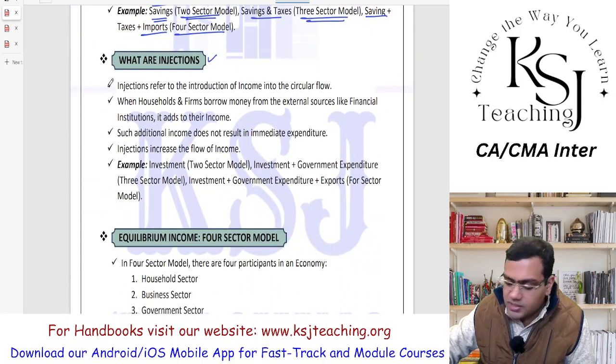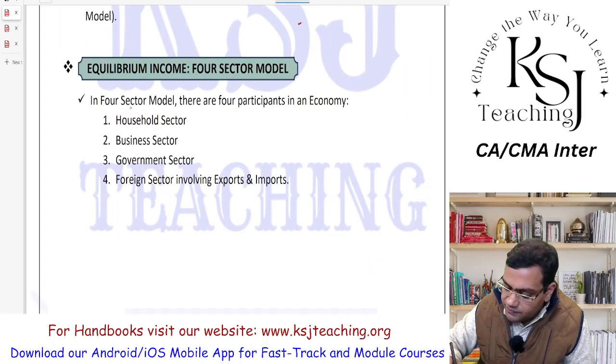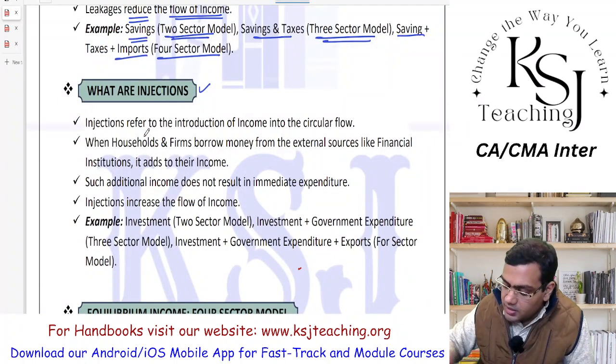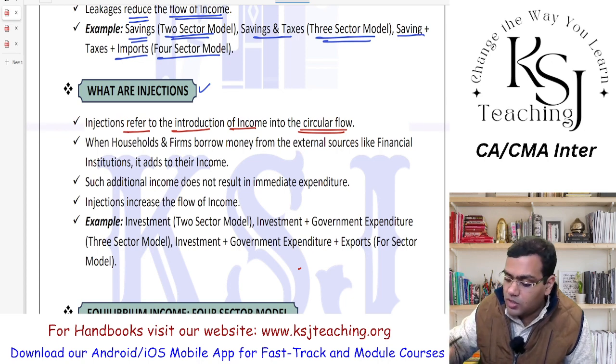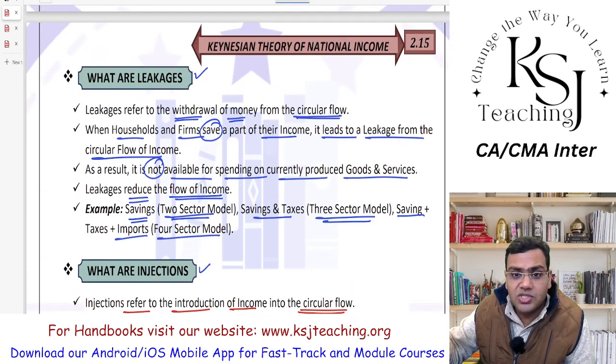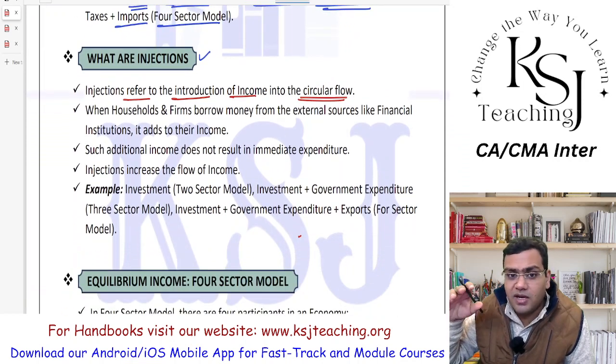We have already discussed the leakages. What are the injections? We are discussing this in the three sector model, not the four sector model. The injections refer to the introduction of income into the circular flow, that is how the money is introduced into the circular flow. In the leakages, we say the money is taken out of the circular flow, and in the injections, whenever required, the money is introduced into the circular flow.